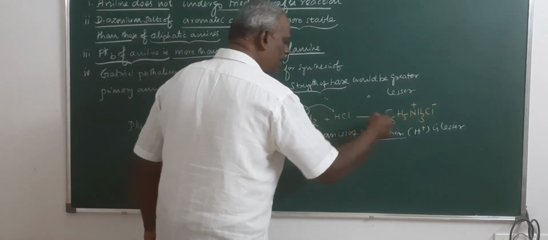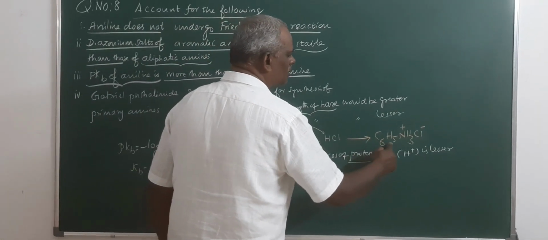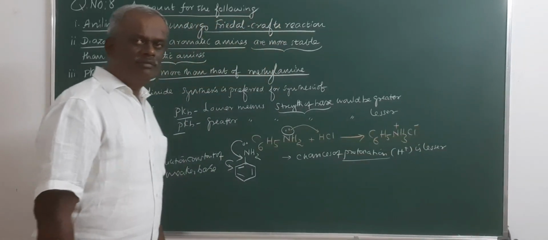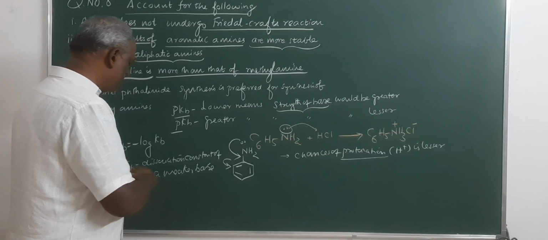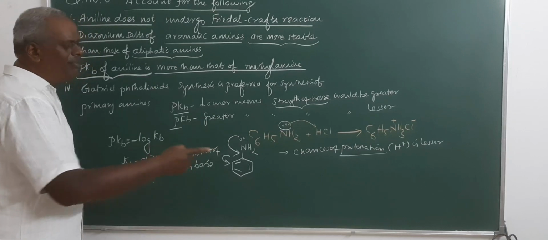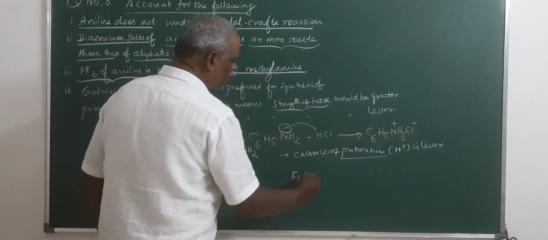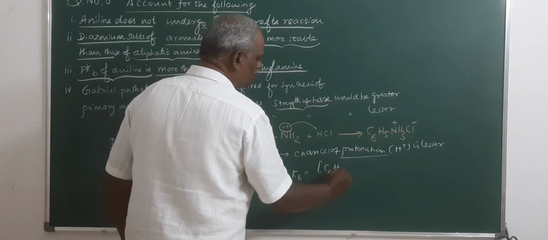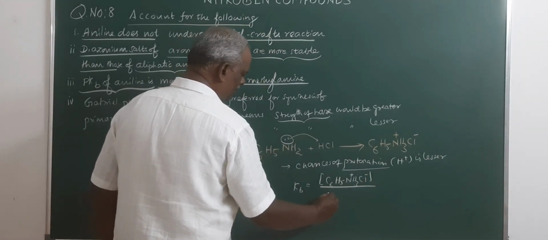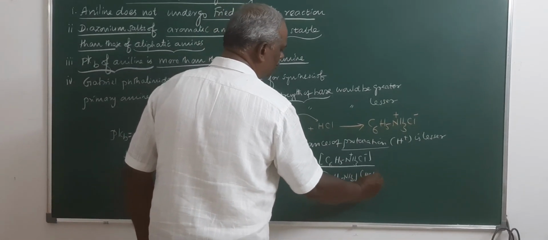Suppose if it is readily giving the electron pair to the hydrogen plus, the concentration of the phenyl ammonium chloride ion would be greater. So we can expect greater value for Kb. Greater the Kb means greater will be the strength of base. Here the Kb value is lesser. Suppose if you want to find the Kb, that becomes C6H5NH3 plus and Cl minus divided by C6H5NH2 and then HCl.